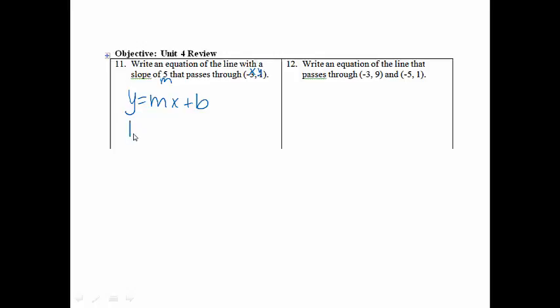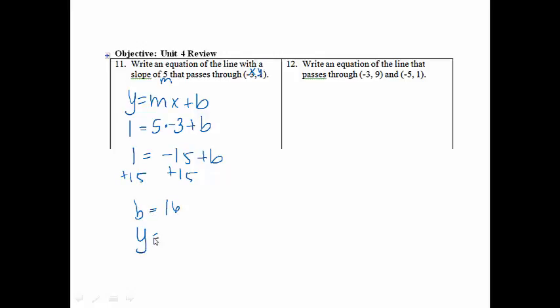Y is 1. M is 5. X is negative 3, plus b, and now I'm solving for b. So I'll get 1 equals 5 times negative 3 is negative 15 plus b, and then we'll add 15 to both sides, and I'll get b equals 16. So the equation of my line will be y equals 5x plus 16, because I put my m back in and I put my b back in.